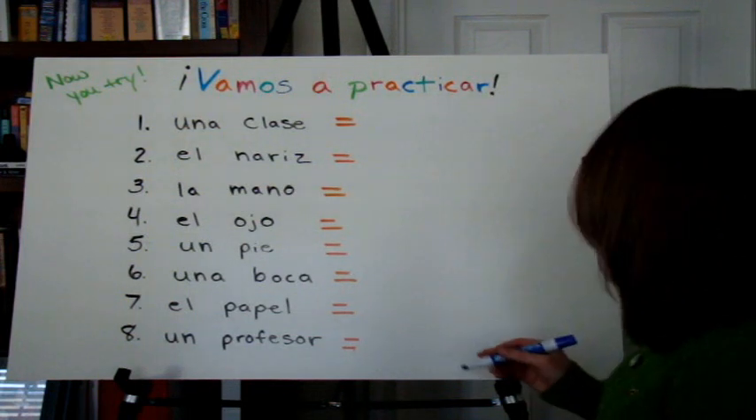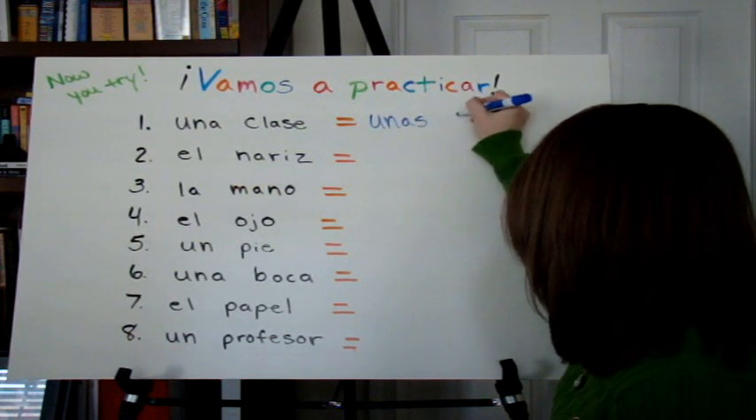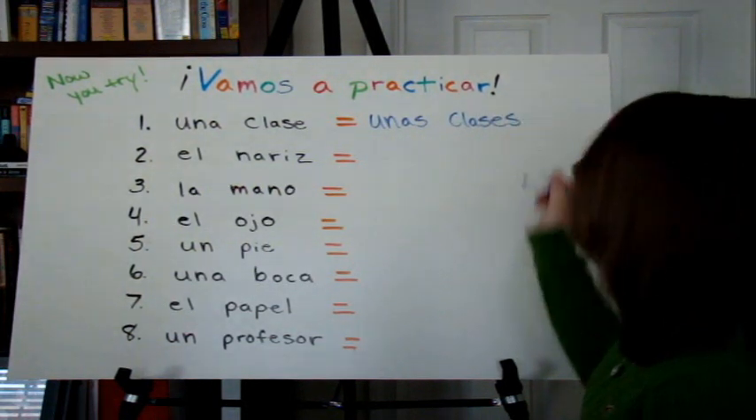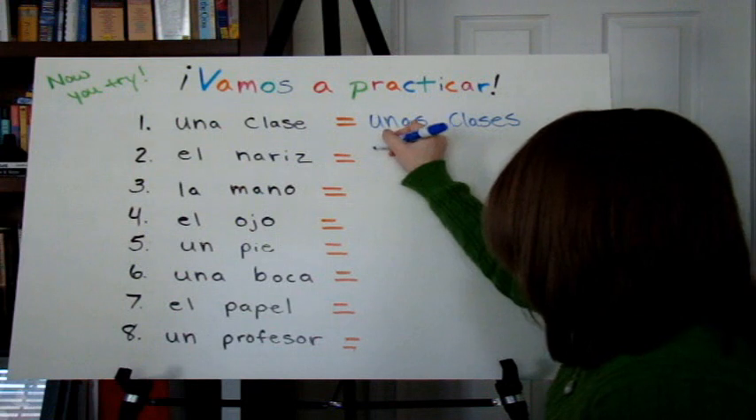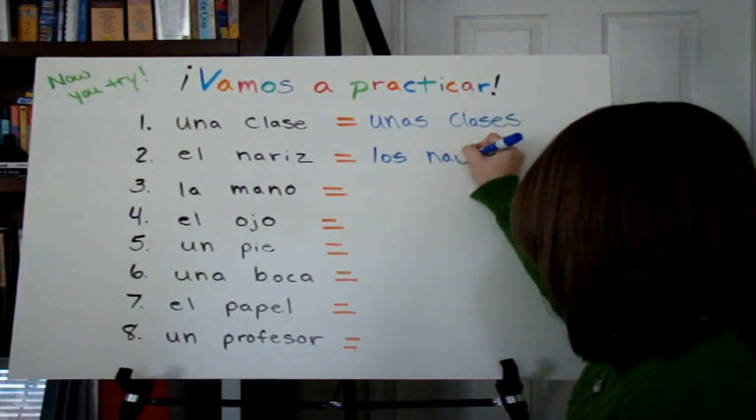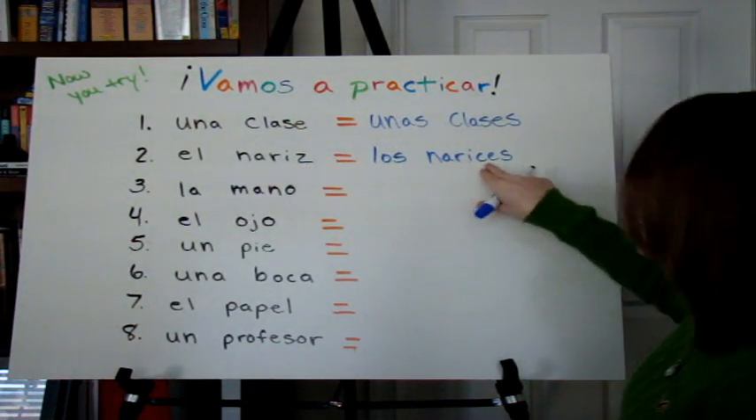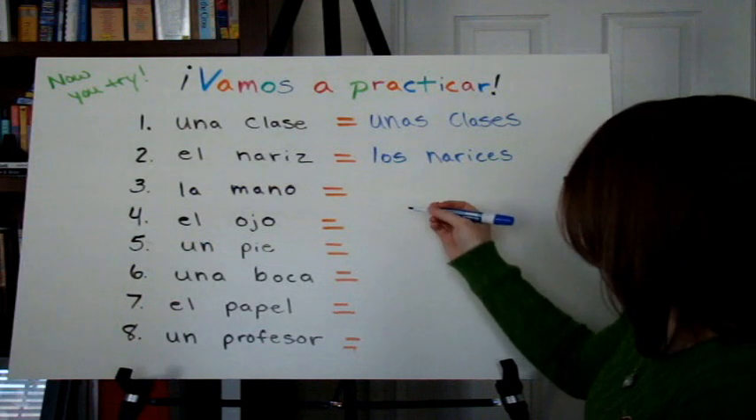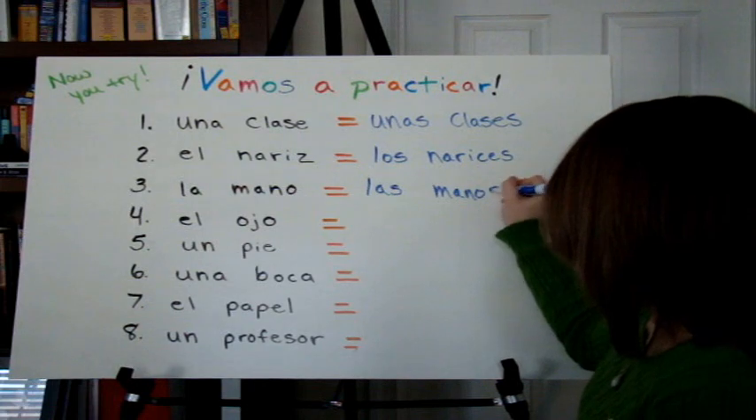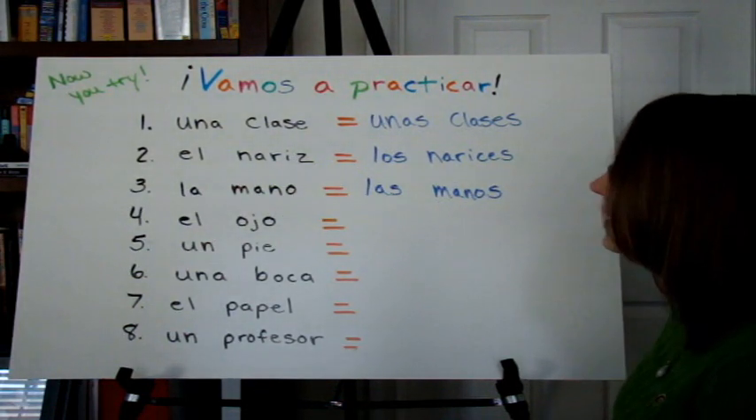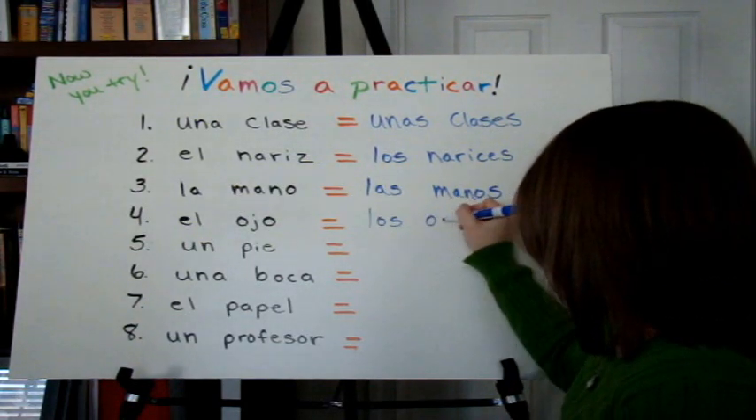Okay, let's check your answers. Una clase, a class, should have become unas clases, some or a few classes. El nariz, the nose, should have become los narices, the noses. So take off the Z and add CES. La mano, the hand, should have changed to las manos. The hand, the hands. El ojo, the eye, changed to los ojos.